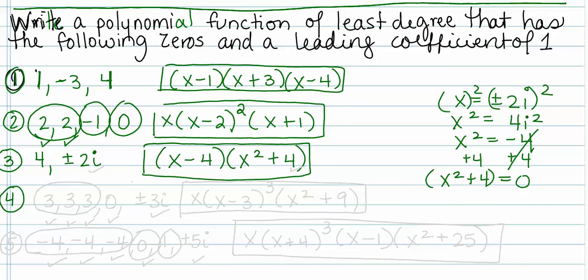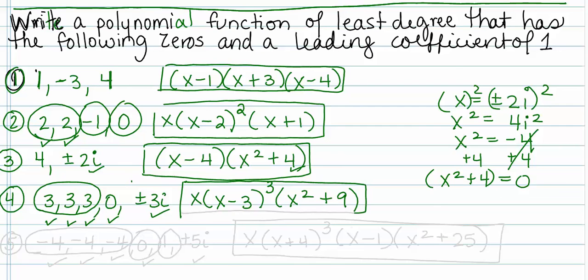Number 4 says 3, 3, 3, 0, plus or minus 3i. Alright. The 3 came from an x minus 3, and it's 3 times. Right? The 0 came from an x, and the plus or minus 3i came from an x squared plus 9. Just remember the plus or minus 2i, the 4 came from a plus 4, so the plus or minus 3i comes from a plus 9. And this would be the answer.